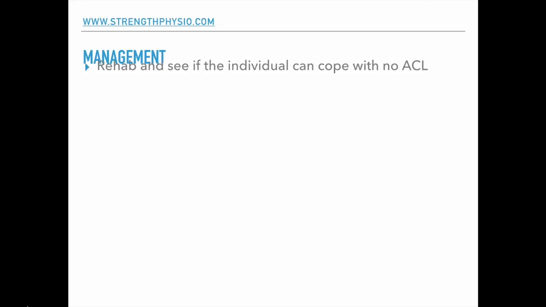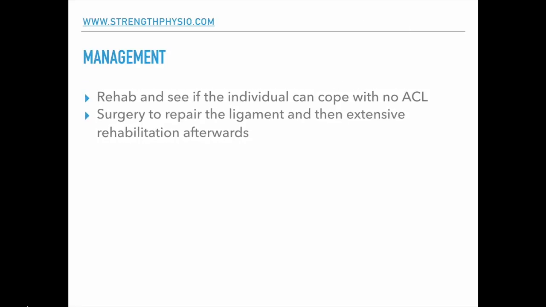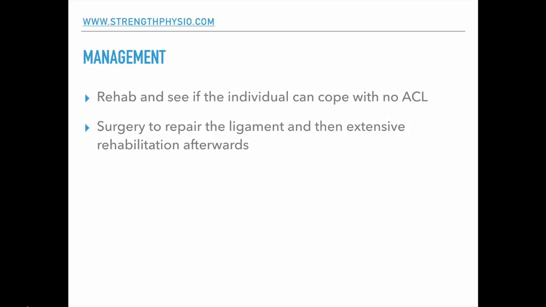So in terms of management, essentially, we have copers and we have non-copers with an ACL. You can rehab and see if the individual can cope, and by cope you mean can perform the demands of his sport with no instability, giving way, or issues, so they can perform the sport fine with no problems. If you're finding that the person can't do that because they can't cut, the knee gives way, there's pain in the knee, or any of the above really, then you might want to think about a reconstruction, and obviously surgery to repair the ligament, and this is followed by extensive rehab afterwards.